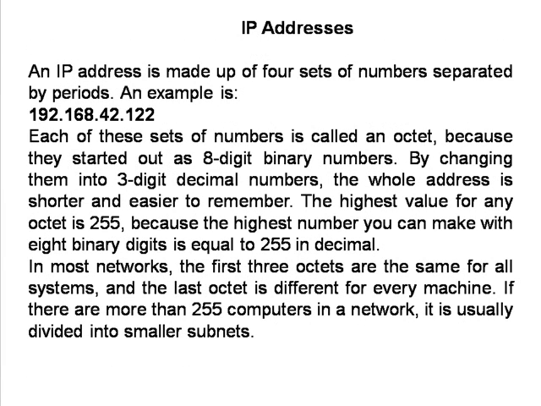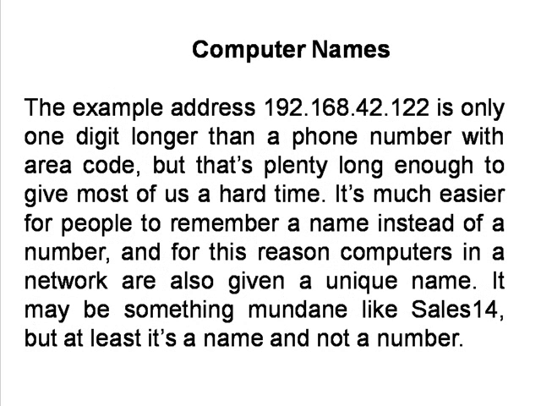IP addresses. An IP address is made up of 4 sets of numbers separated by periods. An example is 192.168.42.122. Computer names. The example address 192.168.42.122 is only 1 digit longer than a phone number with area code.